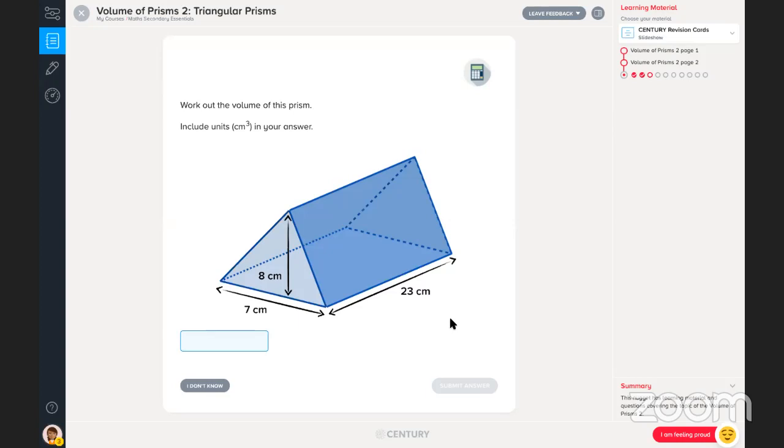Now I'm going to give you a little bit of time to work this one out yourself. So what Century is doing in the background when you're working out these answers is it's learning about how you learn. So it's looking at whether you got the answers right or wrong. It's looking at how long it takes you, and it also looks at how you use the learning material. So do you prefer to learn from videos or from slides? Or do you tend to just skip the learning material and go straight to the questions? So I'll give you another 10 seconds working this one out, and then we'll go through the answer.